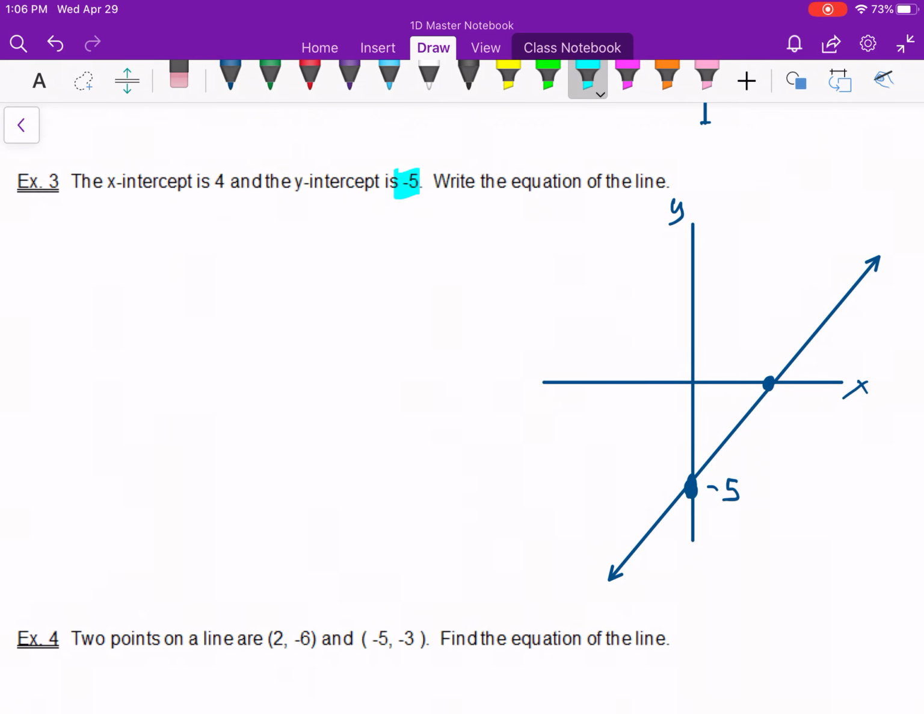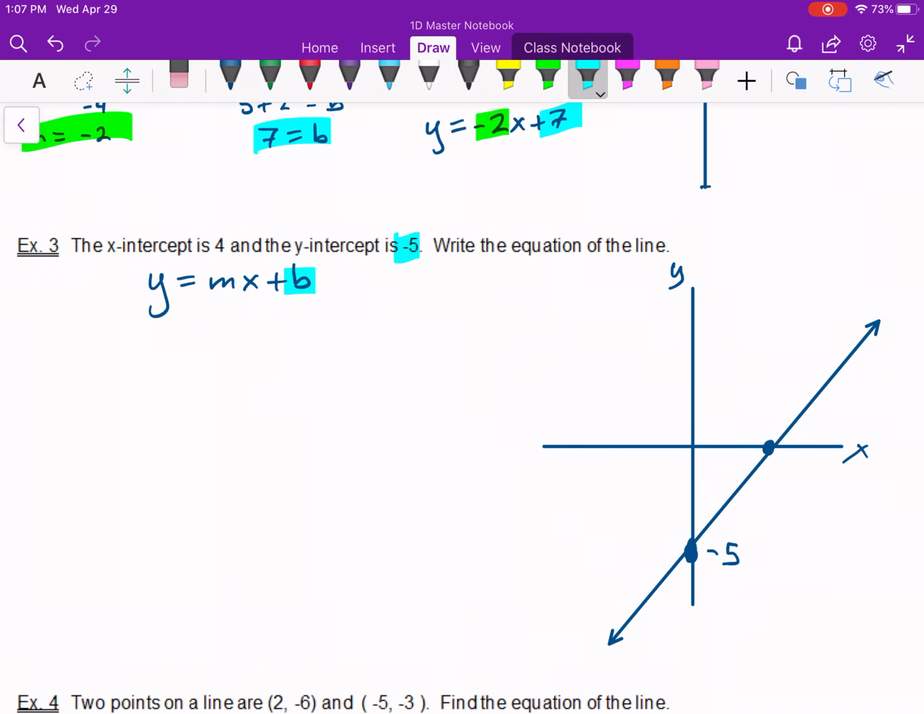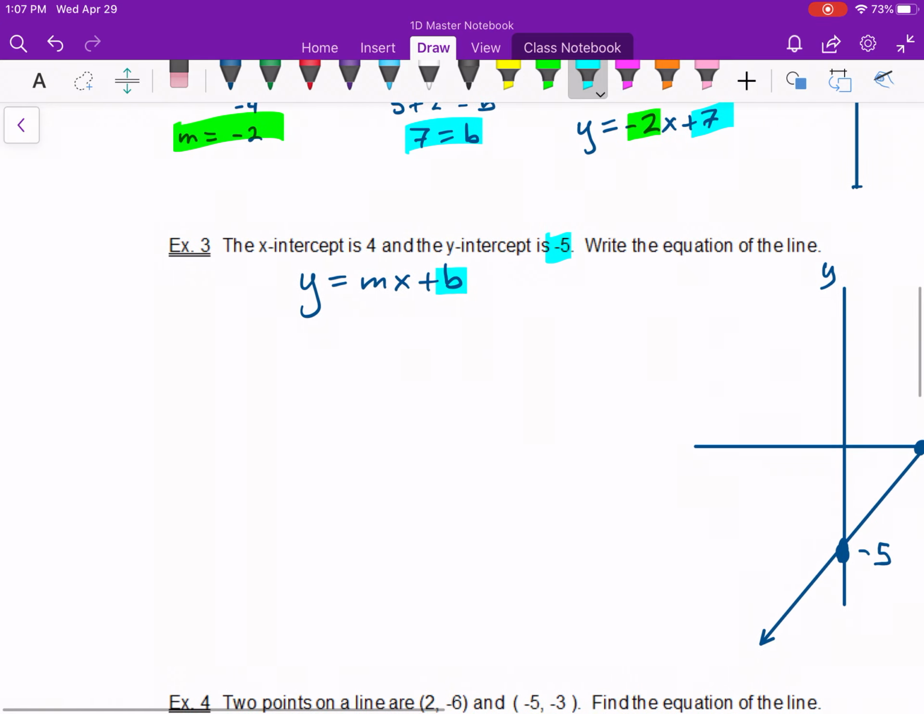Now, again, I'm going to keep going back to y equals mx plus b. And I know what b is. I don't have what m is. But what do I do with this x-intercept of 4? Well, what I can do is I can remember that an x-intercept is really just a point. That's just a way of showing a point.